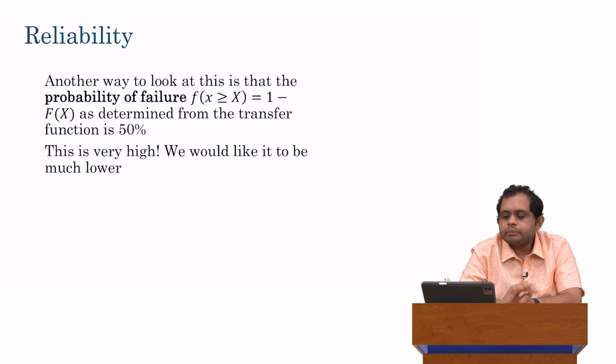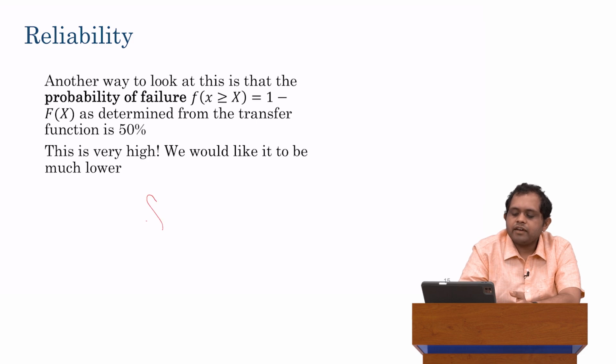Another way to interpret reliability, and I find many students are more comfortable interpreting it this way, which is why I'm mentioning it to you. Reliability, we had previously said, is basically F(x) less than or equal to capital X. This is reliability. We could also define something called failure. Failure is basically 1 minus this, which we sometimes write as F(x) greater than or equal to X.